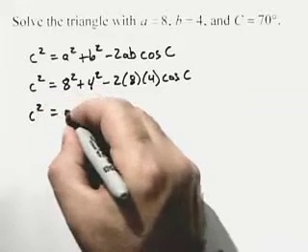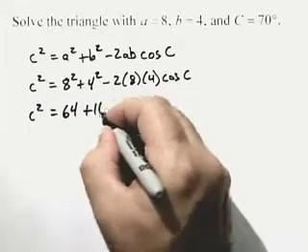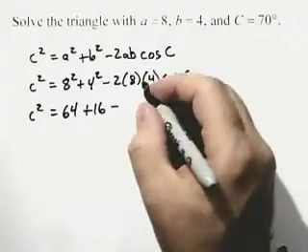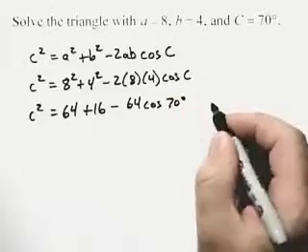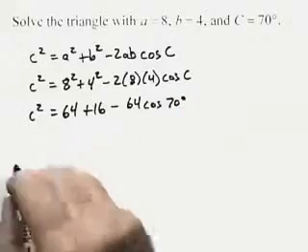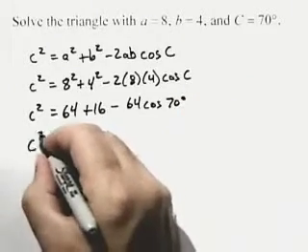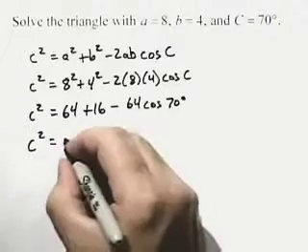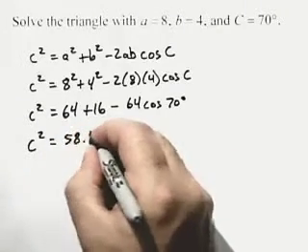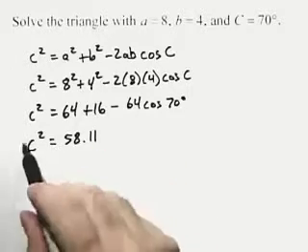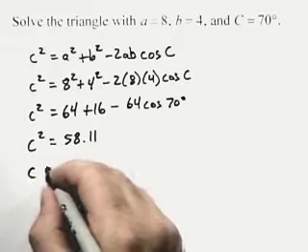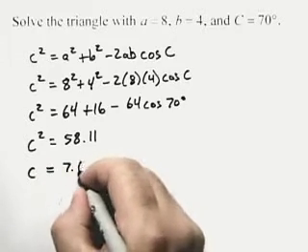So we have C squared equals 64 plus 16 minus 64 cosine of 70 degrees. Simplifying, we'll get C squared is equal to 58.11. And take the square root of both sides using the positive square root, since C is the length of a side. We'll get that C is equal to 7.62 units. We now have the lengths of the three sides of our triangle.